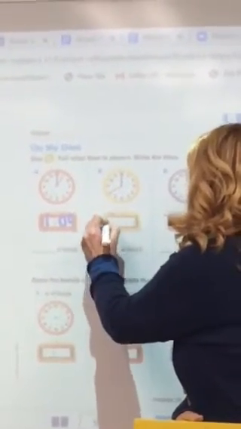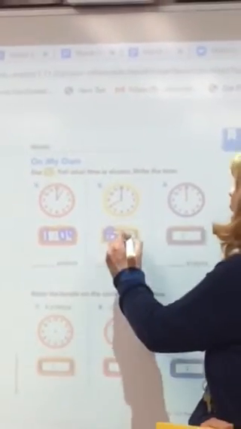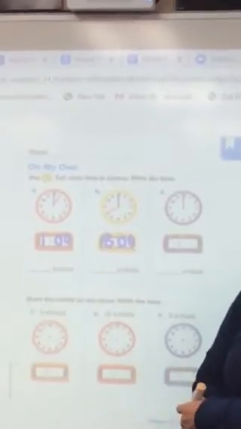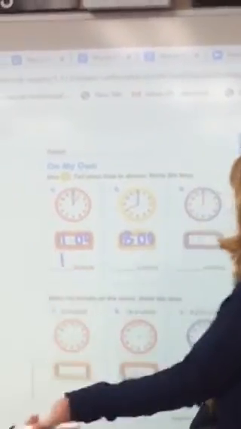The next one, the hour hand's right at the 8. We're going to put the 8 in the hour. And then 12, it's 0, 0. As we write it, it's 1 o'clock and 8 o'clock.